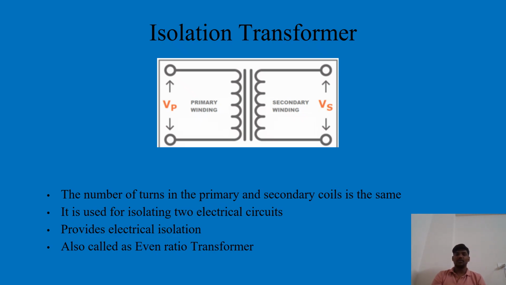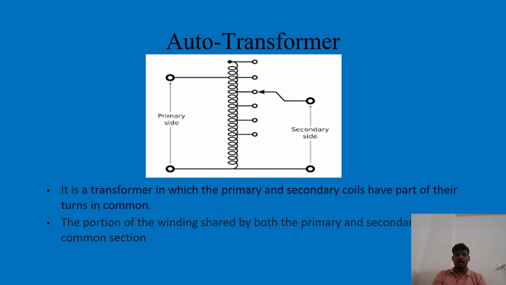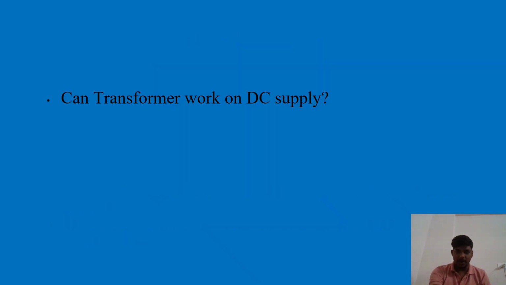Isolation transformer isolates two circuits, as I discussed in the definition of transformer. A transformer is a static device which transfers power with or without change in frequency, with or without mutual induction, or with or without change in voltage. So isolation transformer transfers power from one circuit to another circuit without change in voltage, because the number of turns in the primary winding is the same as the number of turns in the secondary winding. In an auto transformer, we can change the number of turns as we require.